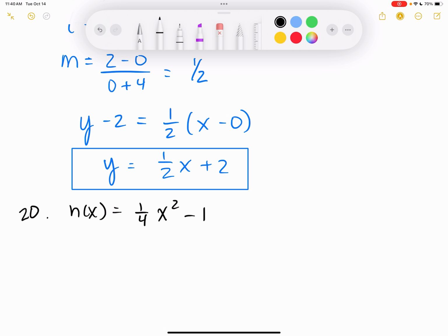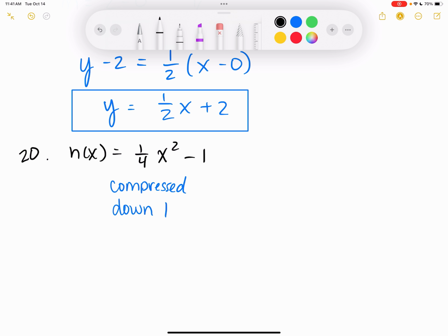So what is happening here? What transformations are happening? It's a stretch. No, it's a compression. It's a fraction, so it's going to be compressed. And what else? It's going left one. Nope. Down one, because it's outside the parentheses. Parabola. Yep.